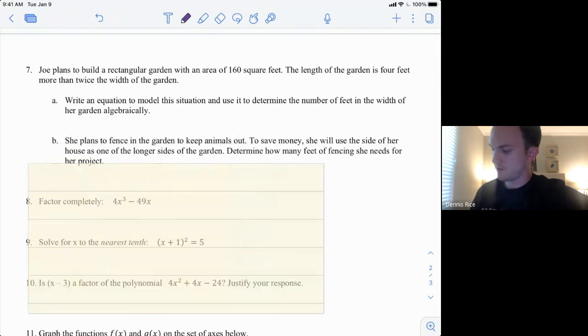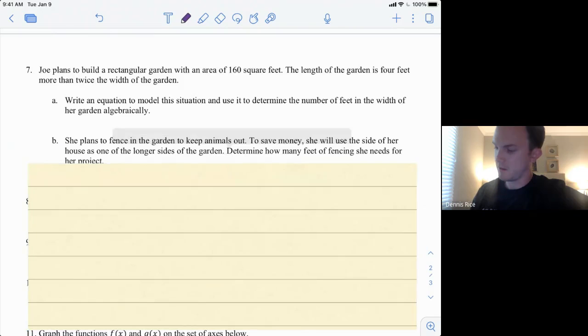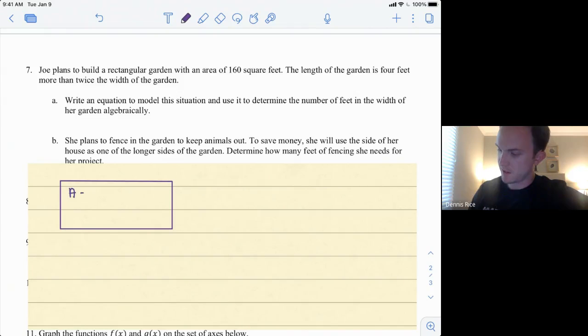I like to draw a rectangle to give me an idea. So let's draw a rectangle. We know the area is 160. I like to write that inside. And now we have to do some let statement type stuff.